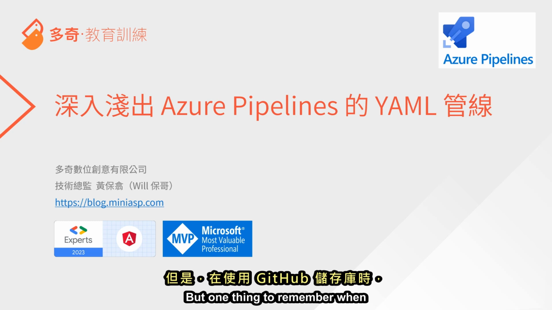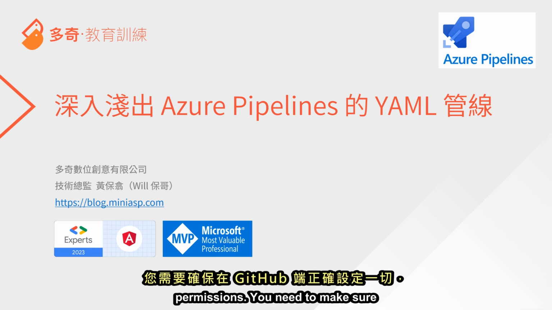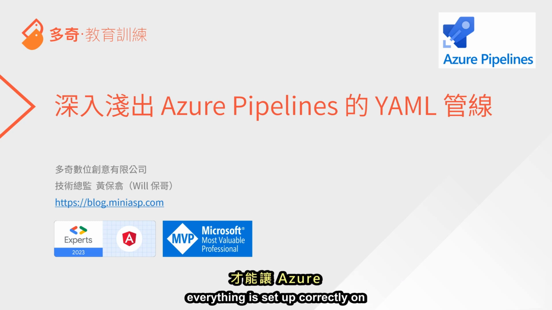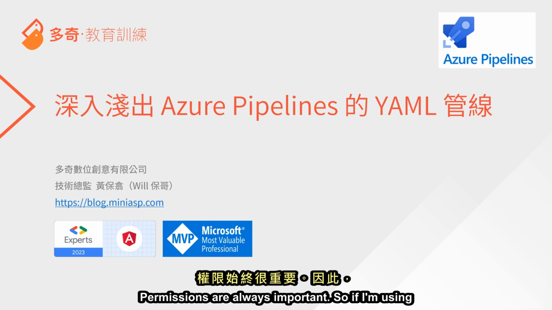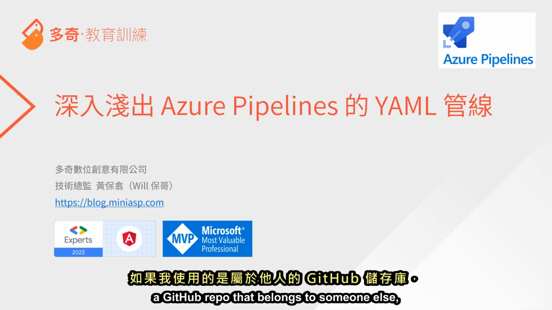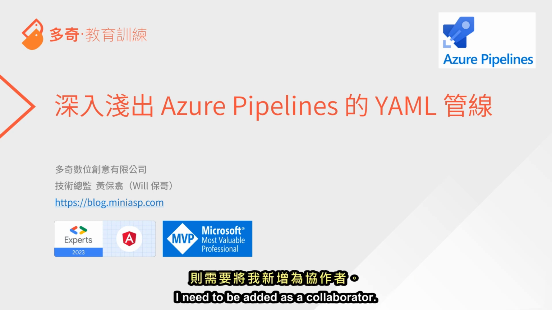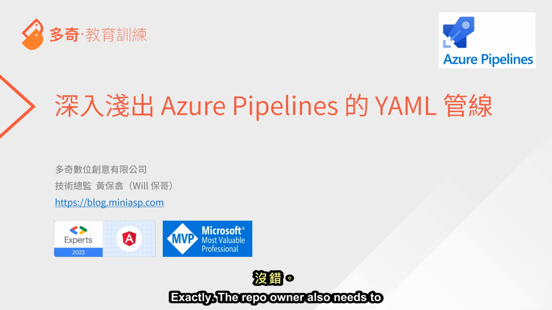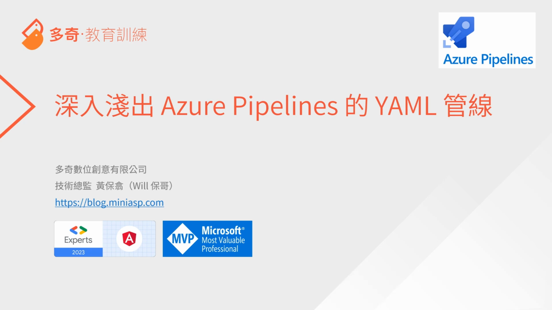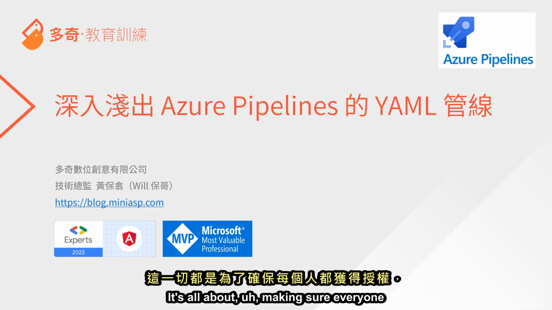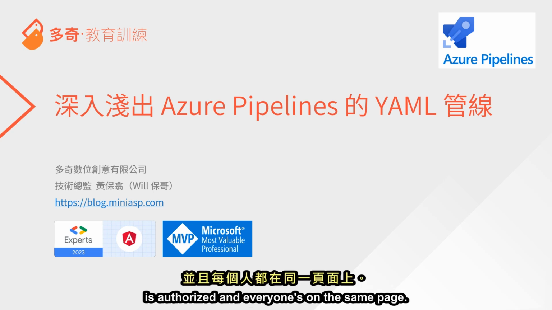But one thing to remember when you're working with GitHub repos is permissions. You need to make sure everything is set up correctly on the GitHub side for Azure Pipelines to do its thing. Permissions are always important. So if I'm using a GitHub repo that belongs to someone else, I need to be added as a collaborator. Exactly. The repo owner also needs to grant Azure Pipelines access to their repositories. It's all about making sure everyone is authorized and everyone's on the same page.